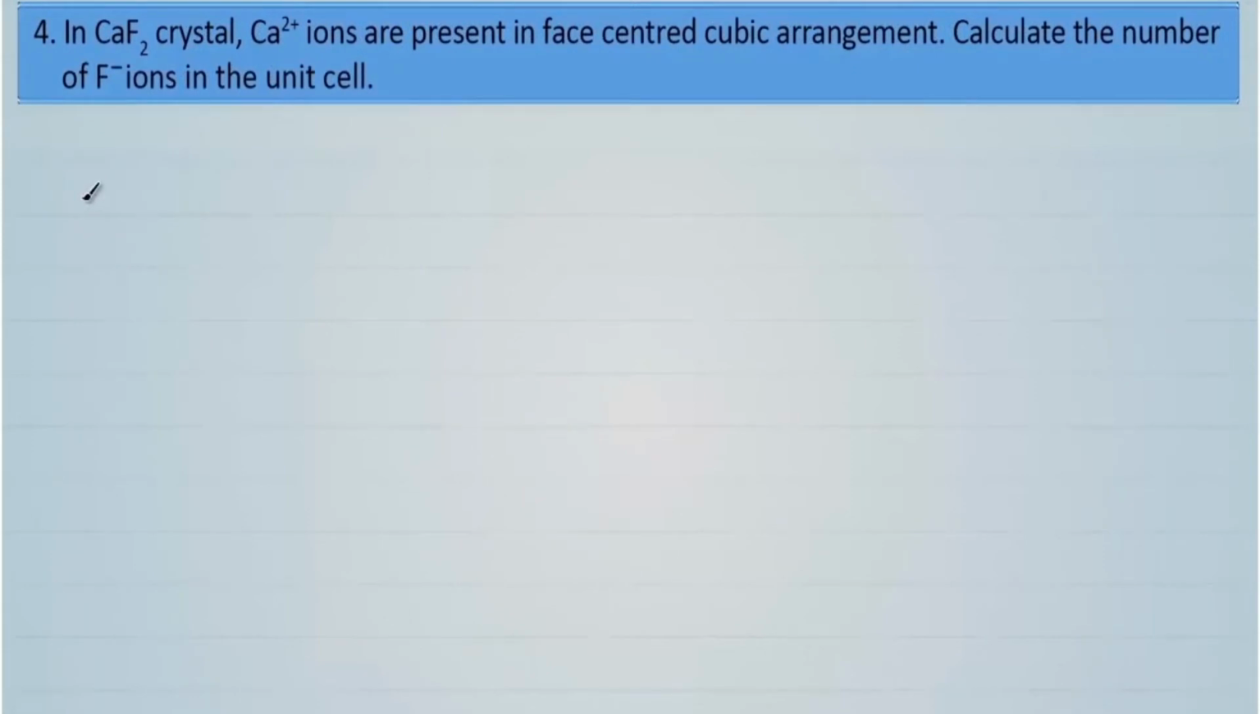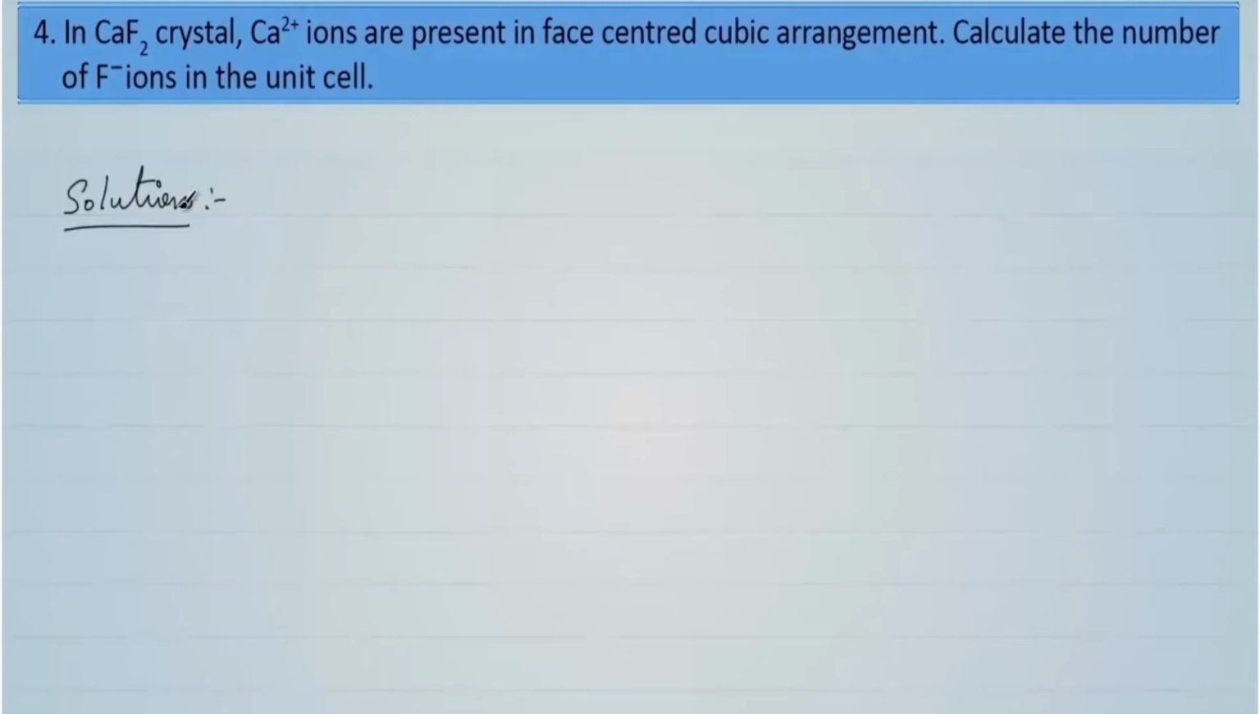The question states in this way: in a calcium fluoride crystal, Ca2+ ions are present in a face-centered cubic arrangement. Calculate the number of F- ions in the unit cell. Ca2+ ions of calcium fluoride occupy the 8 corners of the unit cell and the 6 faces of the face-centered cubic arrangement, and F- ions occupy all the tetrahedral voids in this arrangement.